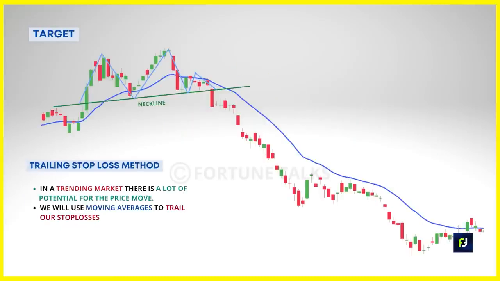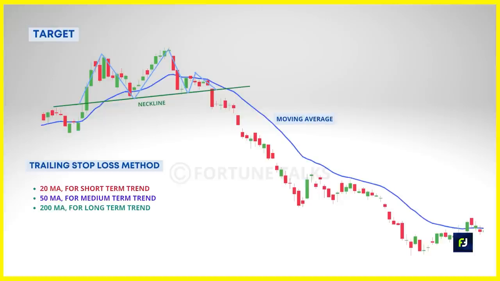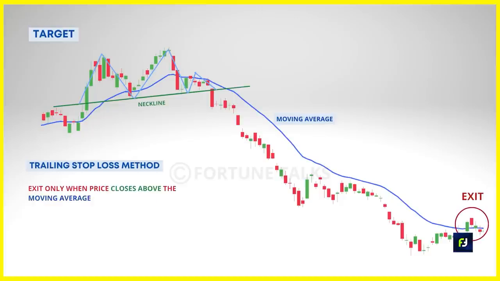The second method is more like trailing your stop loss to ride big trends. Now if you have followed me on my last video, you know how to trail your stop loss to ride massive trends in the market. One way you can do this is to trail your stop loss with moving averages. The selection of moving averages will depend on the time frame that you're trading on. For short-term trends, a 20 moving average will do the job. But for a medium-term trend, a 50 moving average will be a good choice. And for a long-term trend, a 100 or 200 moving average is the best possible option. The idea is to ride the trend until the price moves above the trailing stop loss, where you can exit your position.